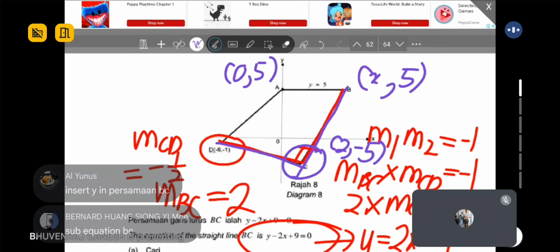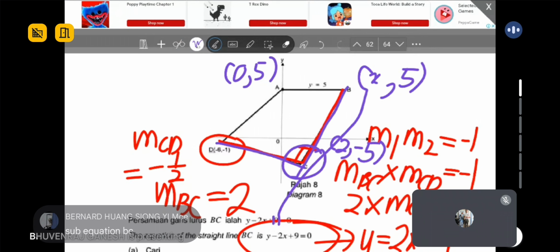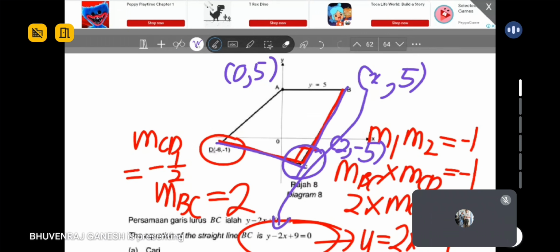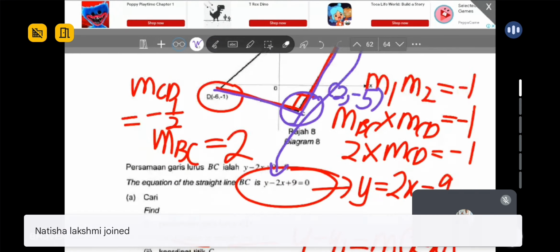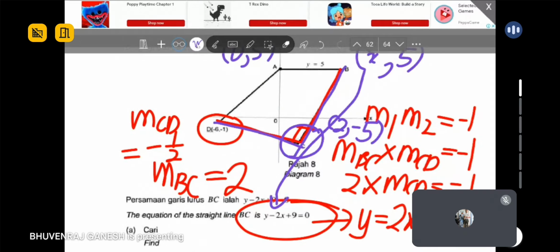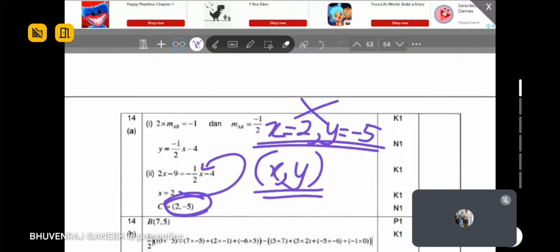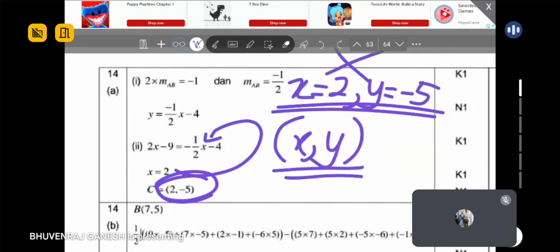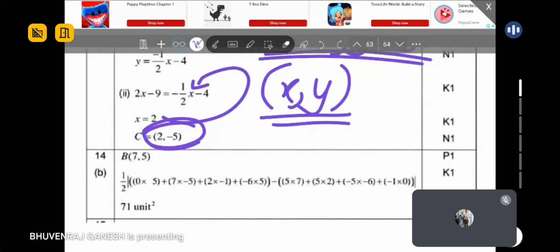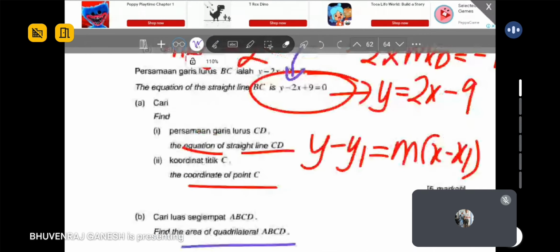Yes, very good. Remember, guys, if you have an equation, you can substitute any point on the line. Just substitute in the equation BC. When you solve, you will get x equal to 7. So your coordinate B is 7, 5. Then you just use the formula for the quadrilateral, half modulus. Use the shoelace method.